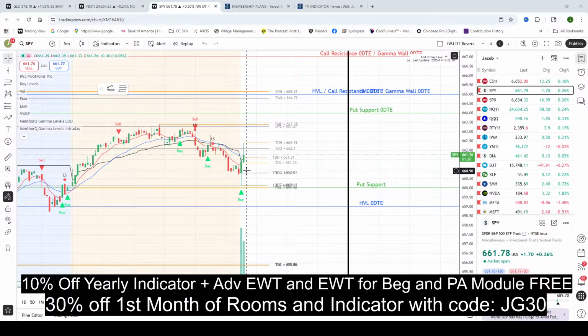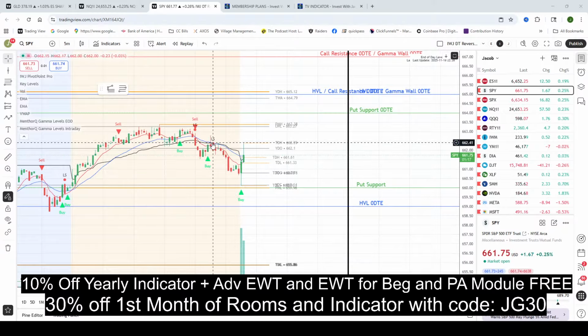So, okay, they're rejecting this level so far. Let's see how far back they reject it. Far enough to stop us? I hope not.